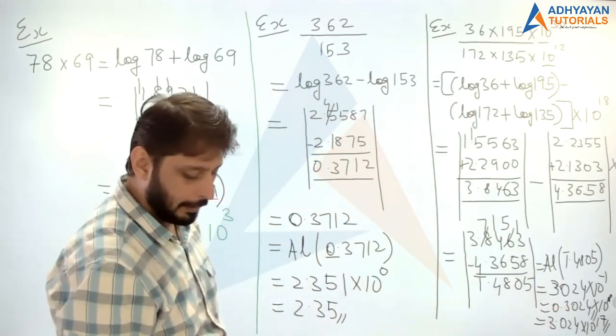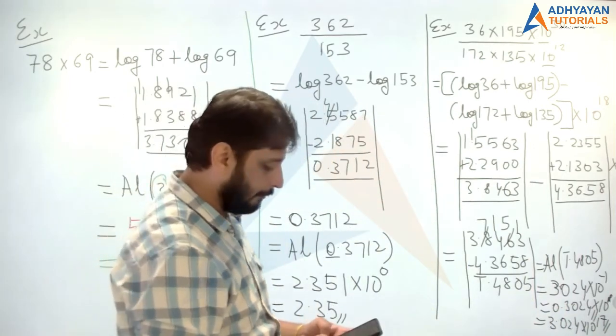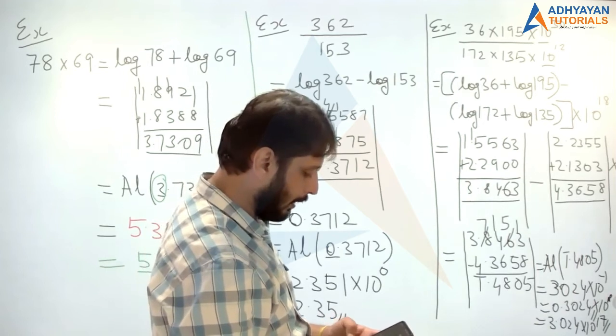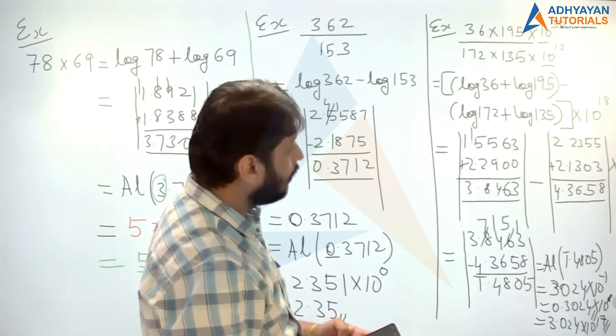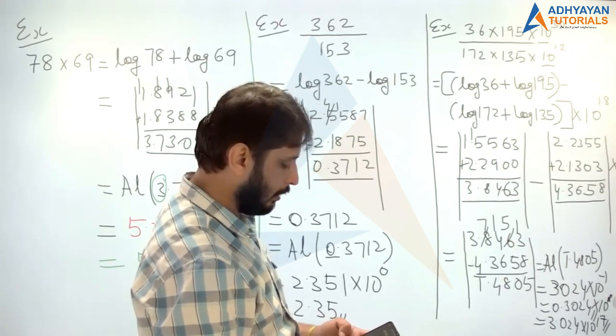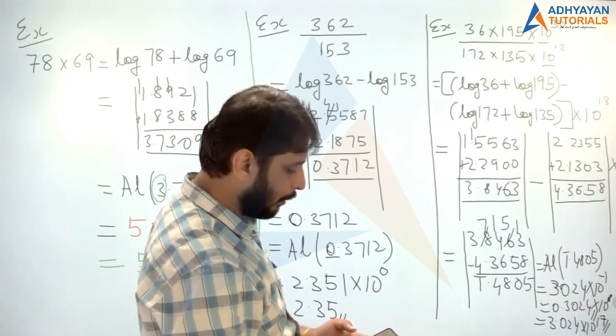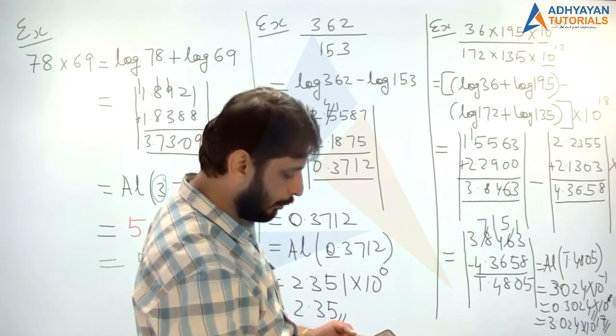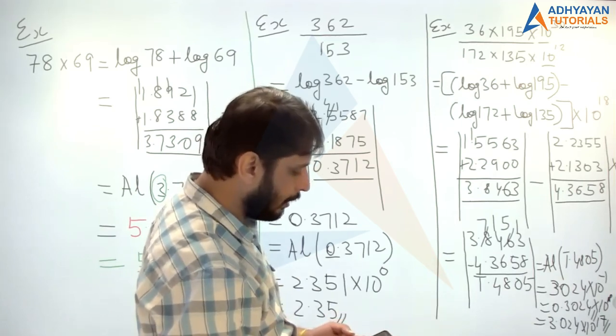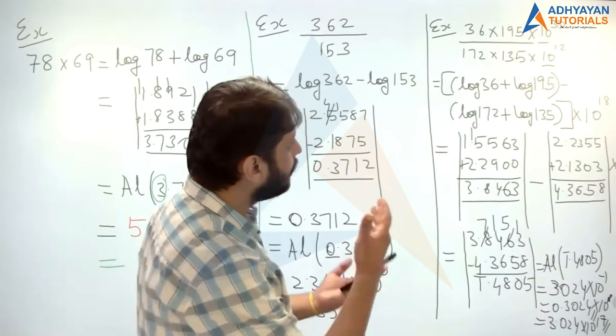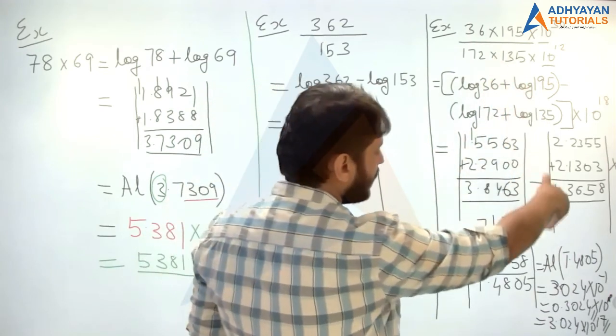So let us quickly multiply and divide them. So you have 36 into 195 divided by 172 divided by 135. So 0.3023, and with the powers of 10. All right. And that's going to be the answer. So the power of 10 we have adjusted separately.